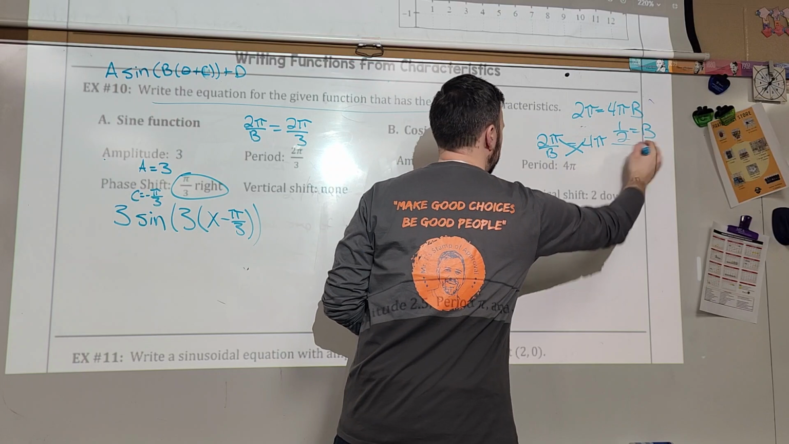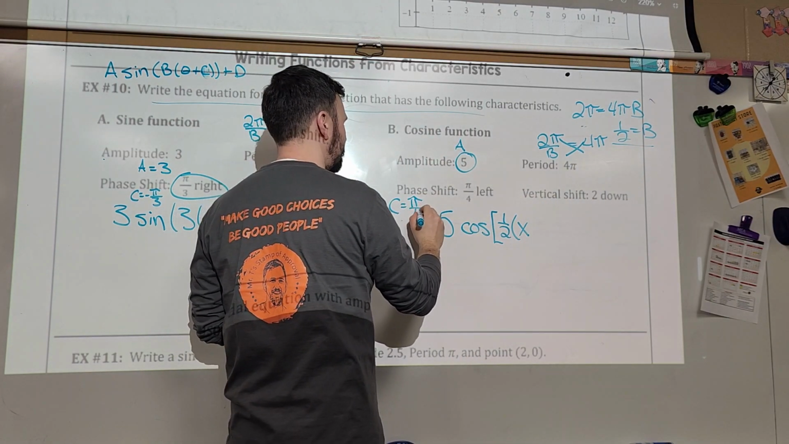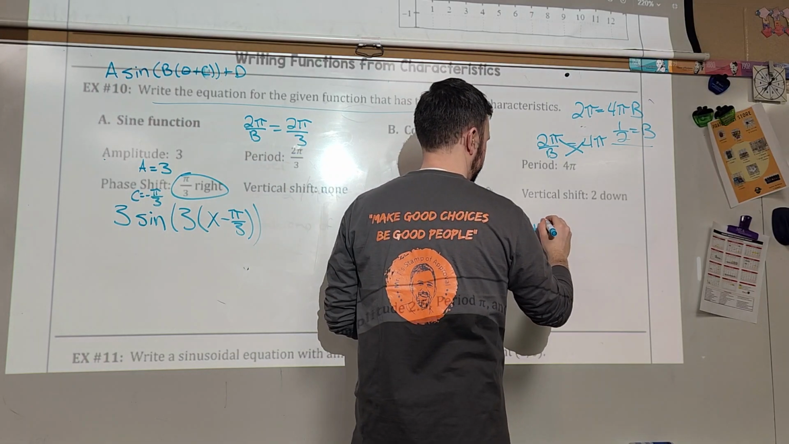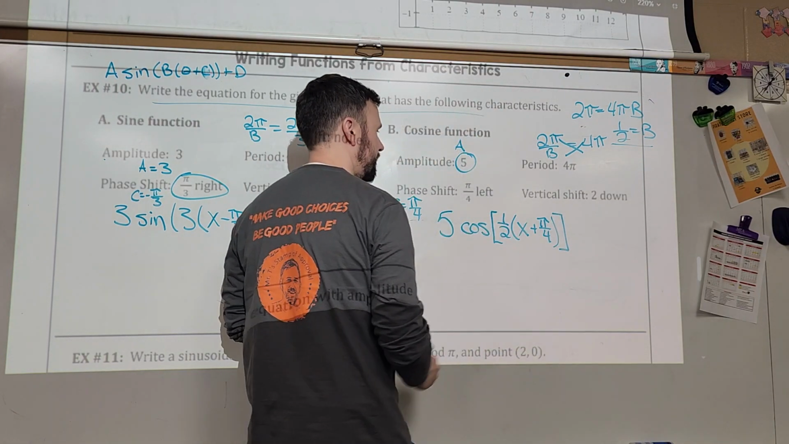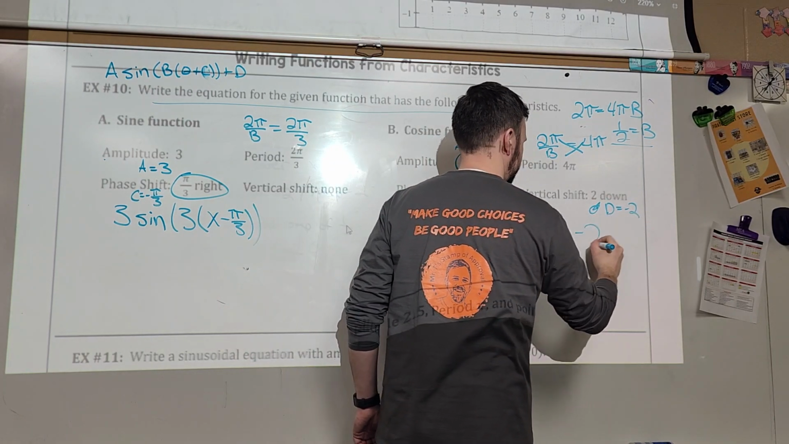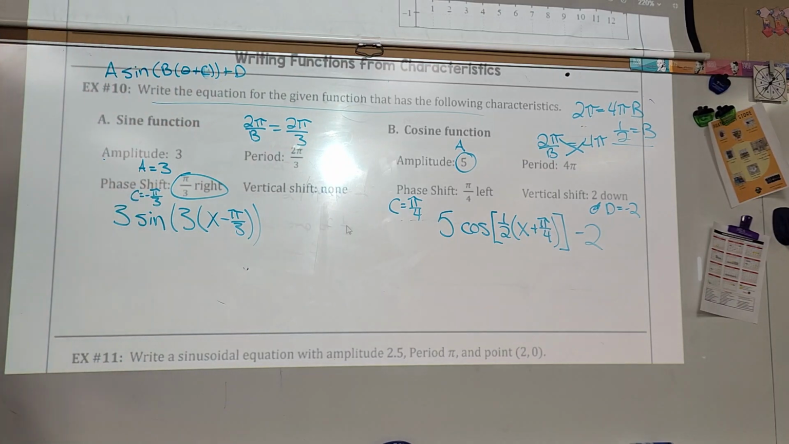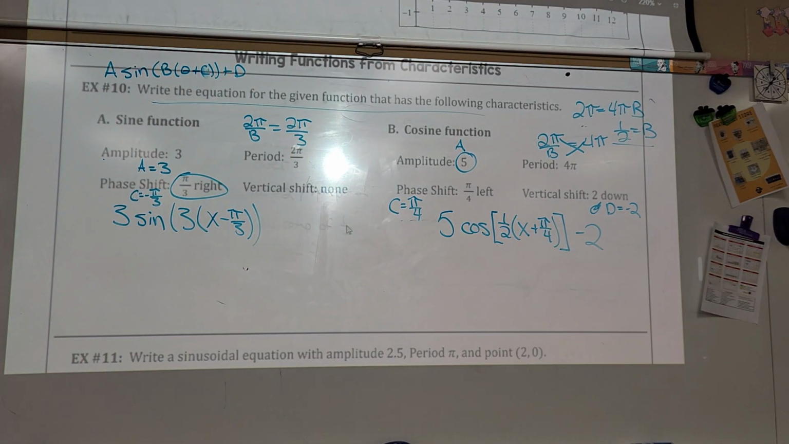So that's my B. What's my C going to be? Positive pi over 4 because it's left. And then what's my D going to be? -2. That's it. If they throw in a reflection, you're still a negative in it, right? If you can do that, you can do any of this.